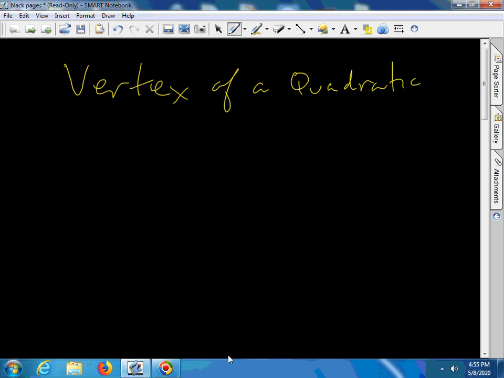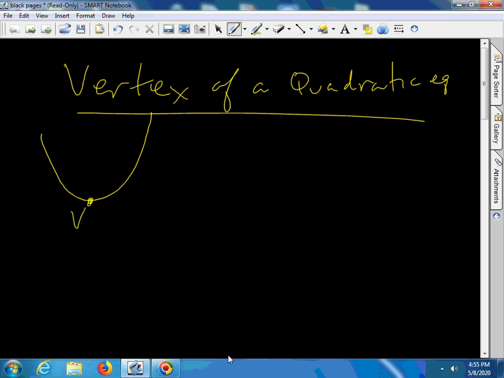We're going to try, or we will, find out how you find the vertex of a quadratic equation. Okay, so quadratic equations either open up and the vertex V is the lowest point, or it opens downward and the vertex is the highest point.